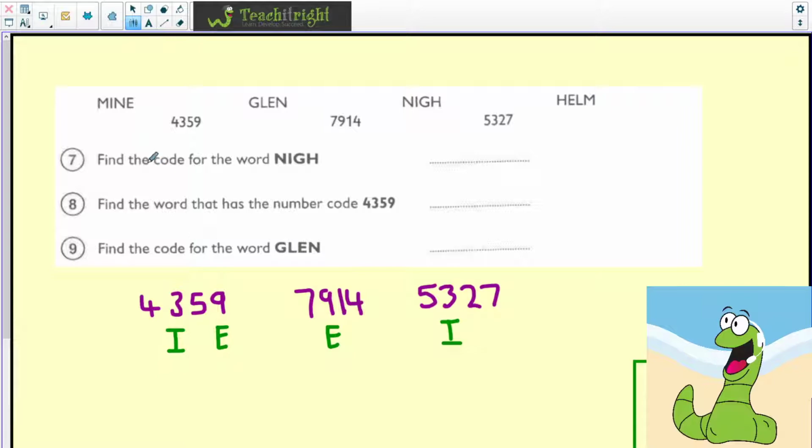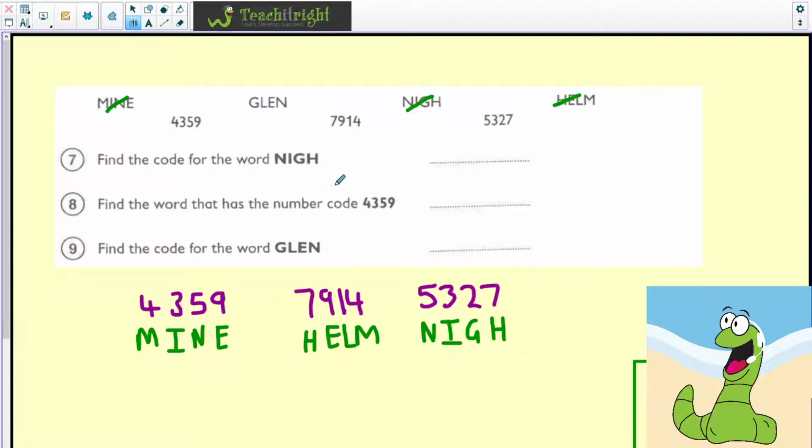Now, the only word that ends in an E is mine. So the mine is 4, 3, 5, 9. And then the second one is helm. Second code. So the 7 is an H. So that allows me to complete this H over here. So that was helm. And this will then be nigh. Nigh is an old-fashioned word that means near. It's quite archaic, actually. 2. So that's the G. So I used nigh, didn't use Glen, mine, and helm.